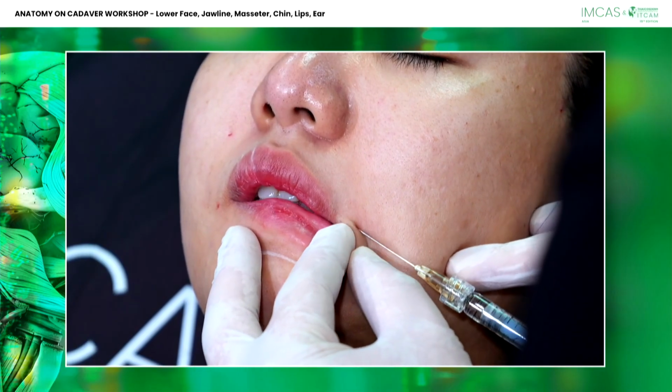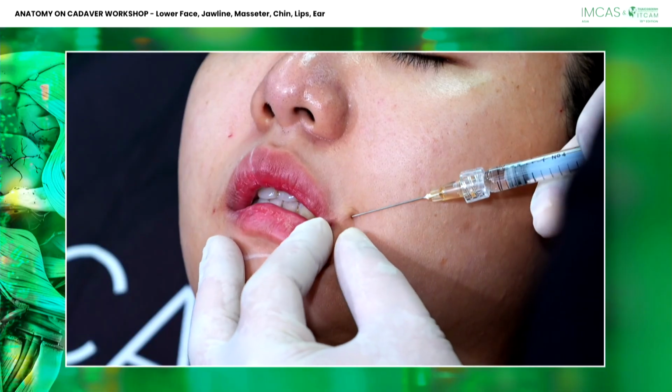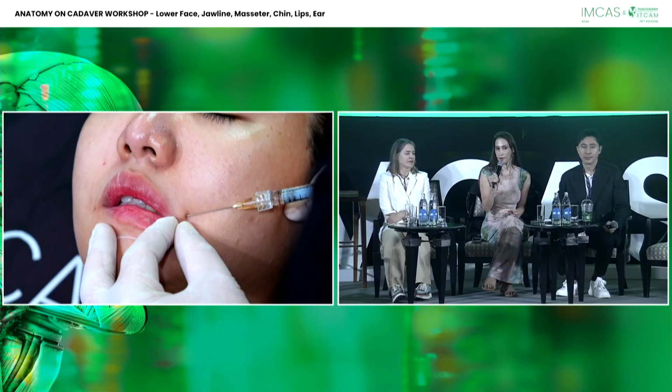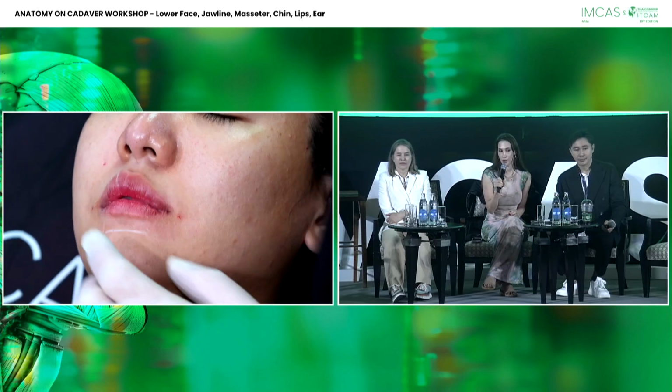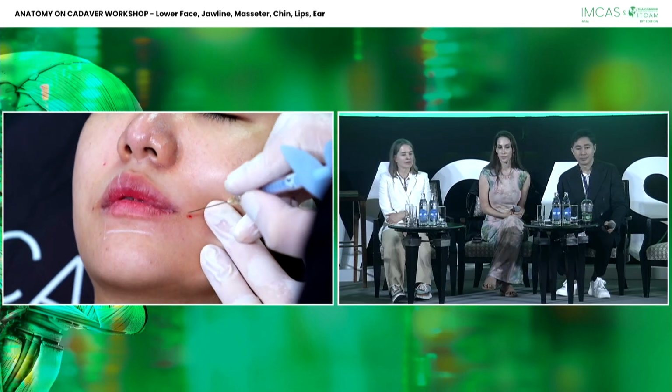And I've seen some injectors sometimes do deep lip injections, like submuscularly. I was wondering if either of you ever do that, and if so, why? I don't.